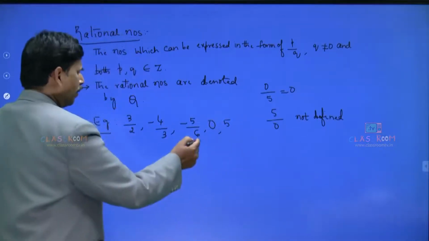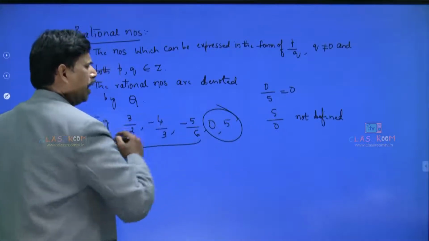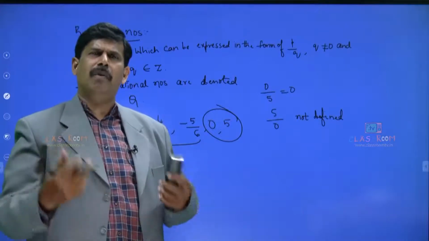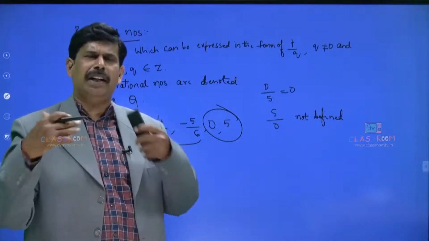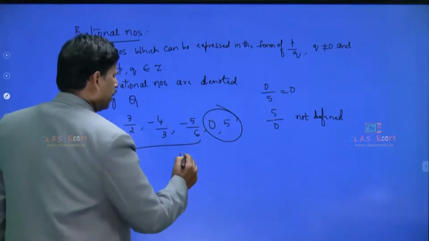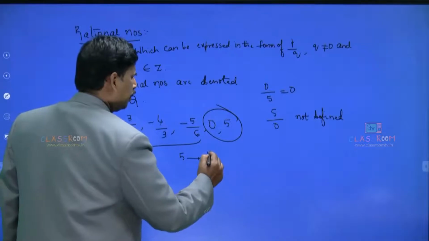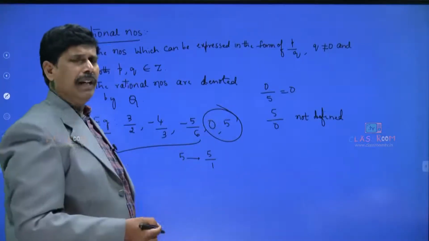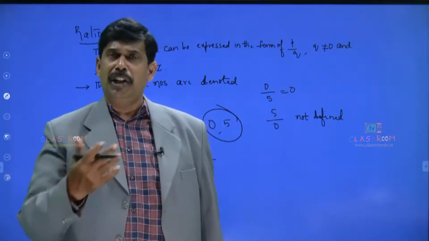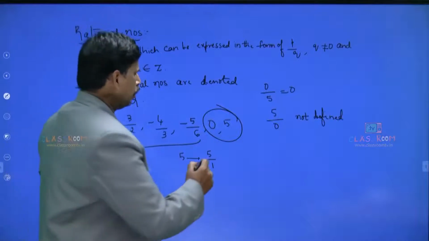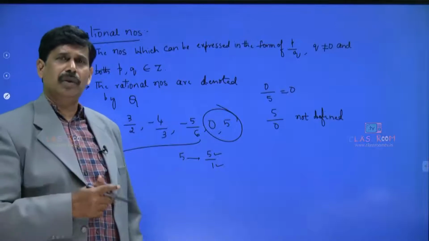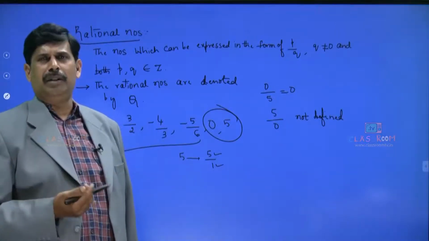So up to here it is fine. Then what about these two? Are they in the form of p by q? Say 0. 0 by 1 you can write, 0 by 2, 0 by 10, you can write anything. 0 by something is 0. Whereas 5 can be written in the form of 5 by 1. It is in the form of p by q, and the denominator is not 0. Both 5 and 1 are integers. So it is a rational number.